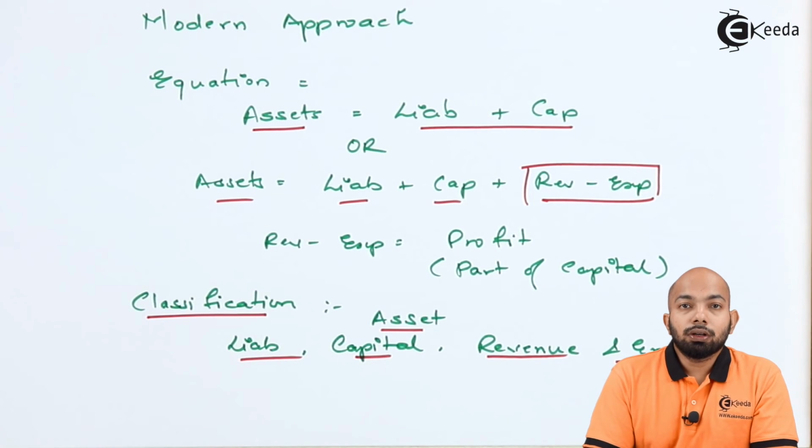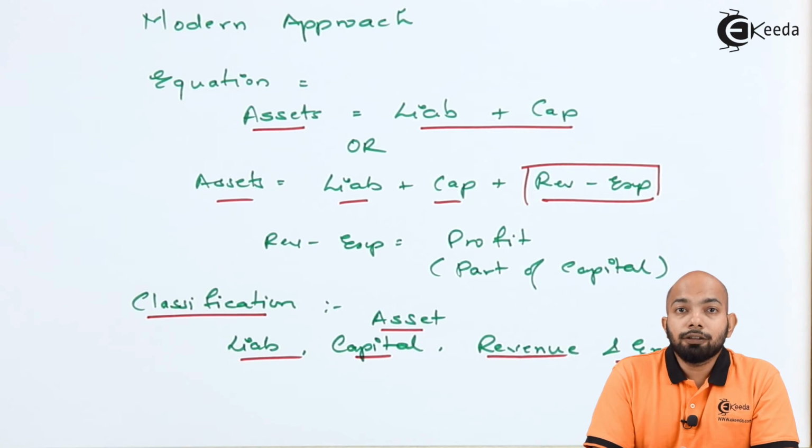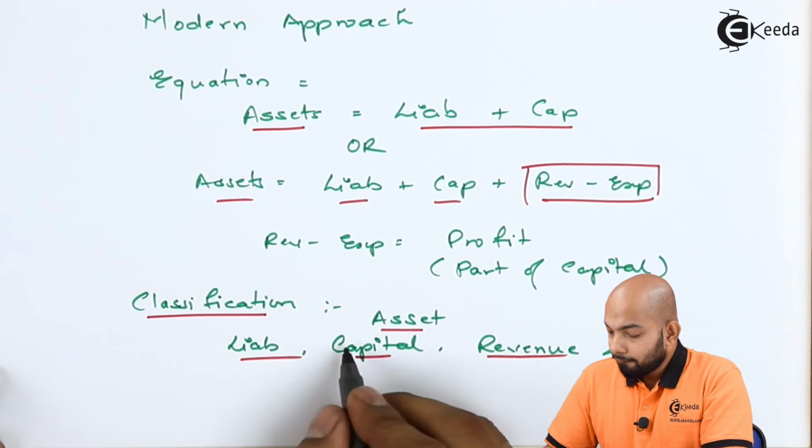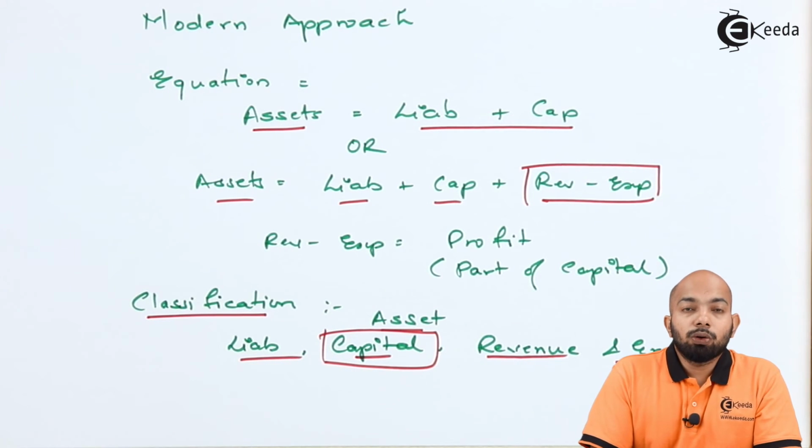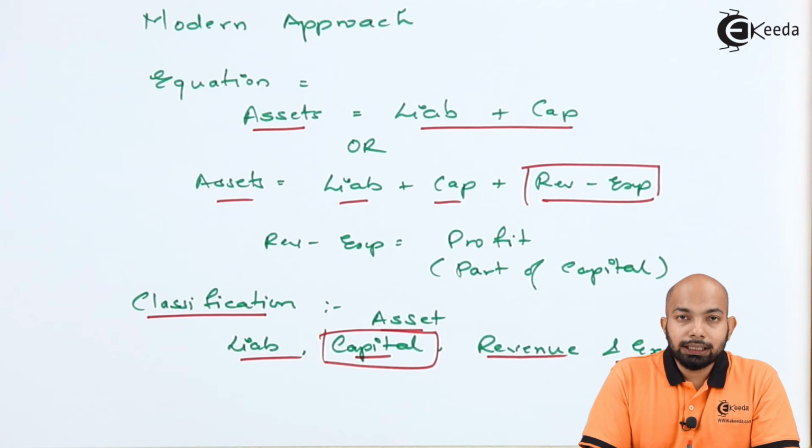Now, when we talk about classifications of the modern approach, we have classified them under 5 categories: assets, liabilities, expenses, losses, and the last category will be capital. Now, when we talk about assets, liabilities, capital, revenue, and expenses, we'll go ahead and understand each and every category in detail. Let's check that out.